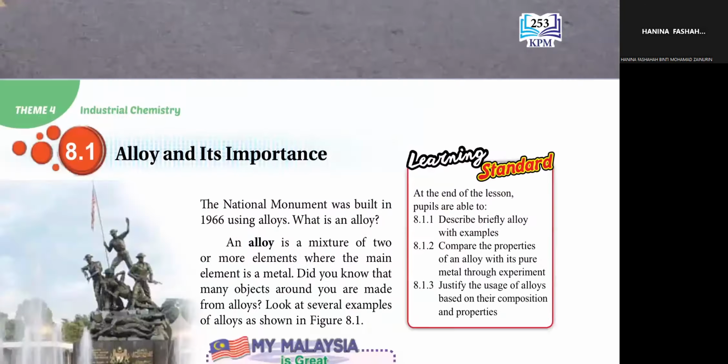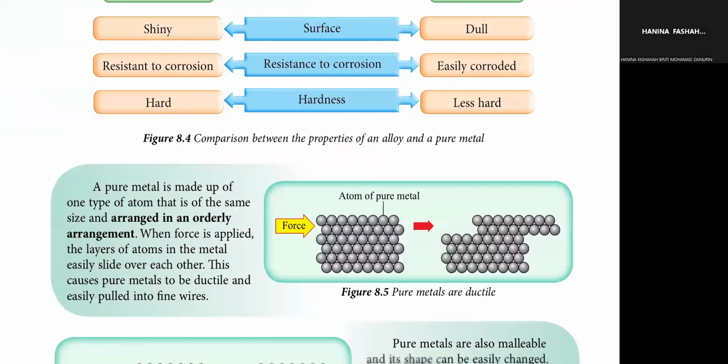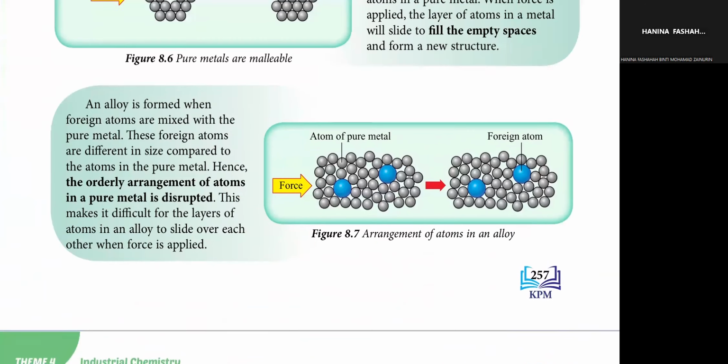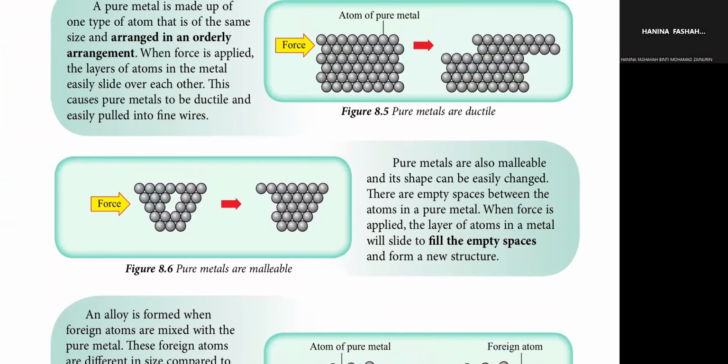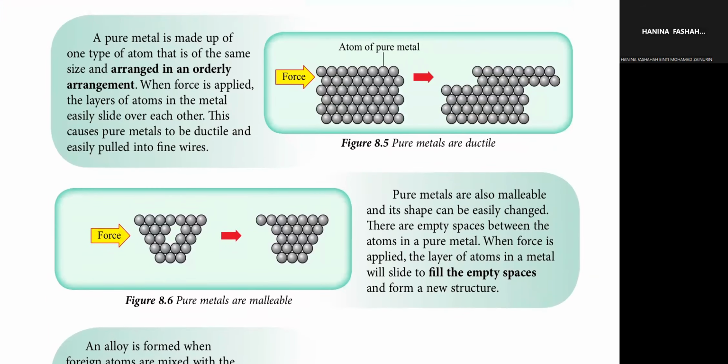The diagram will show shorter. This one is talking about ductile. This one is talking about malleable. The inside has holes, then they push, and they change shape. They fill up the empty spaces. This is talking about malleable. Ductile is this one. You slide each other, it becomes longer.